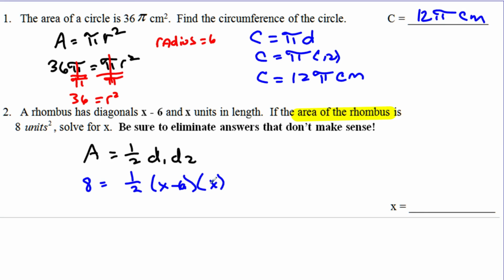So the first thing that I'm noticing is that x and x minus 6 can be multiplied together. X times x minus 6 is just a distribute. So I'm going to say x squared minus 6x. All right, and then I have this half sitting out front. I've got to figure out how I want to deal with this half.